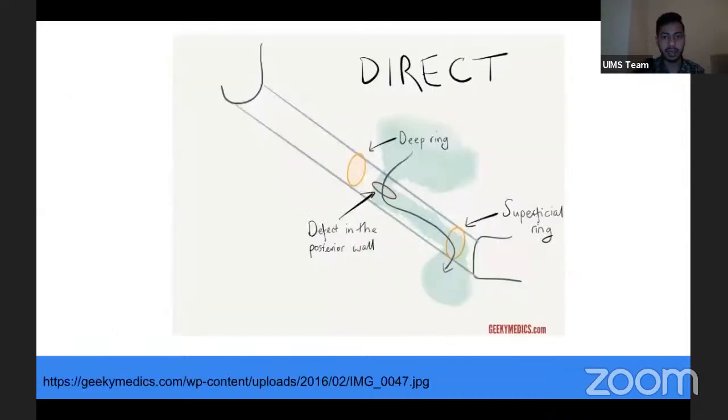So here, as you can see, this is a direct hernia. As I mentioned before, when we put our two fingers at an angle, we're usually angling them at the same angle as the inguinal ring. They're perpendicular. So if there's a defect in the posterior wall of the abdomen and bowel herniates through, that's a direct hernia, right? That's a direct hernia.